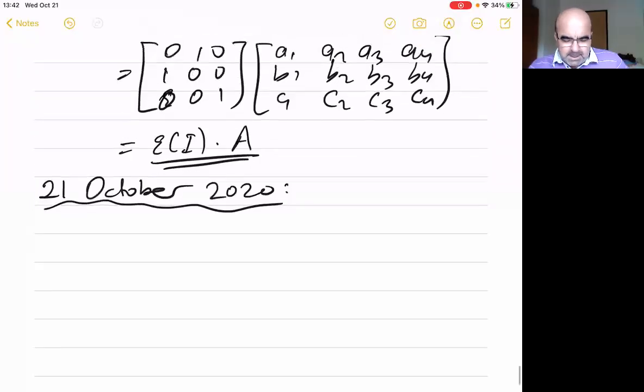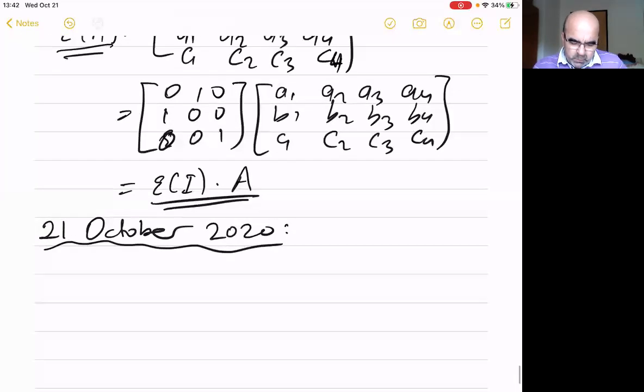Hey guys, let's see. Last time, remember we had three sorts of row operations.